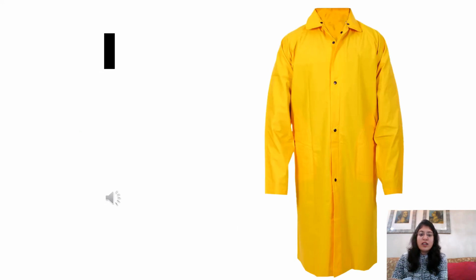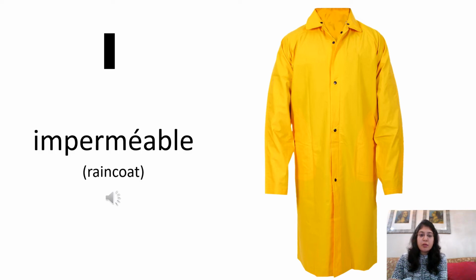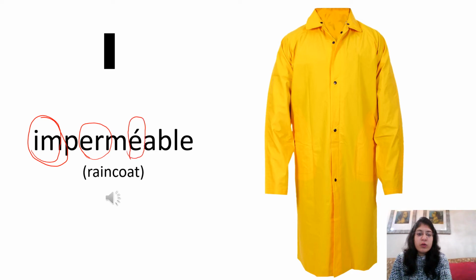I is called E in French. E stands for imperméable, which means raincoat. Now look. IM is pronounced as arm. ER is pronounced as air. This you already know how to pronounce.